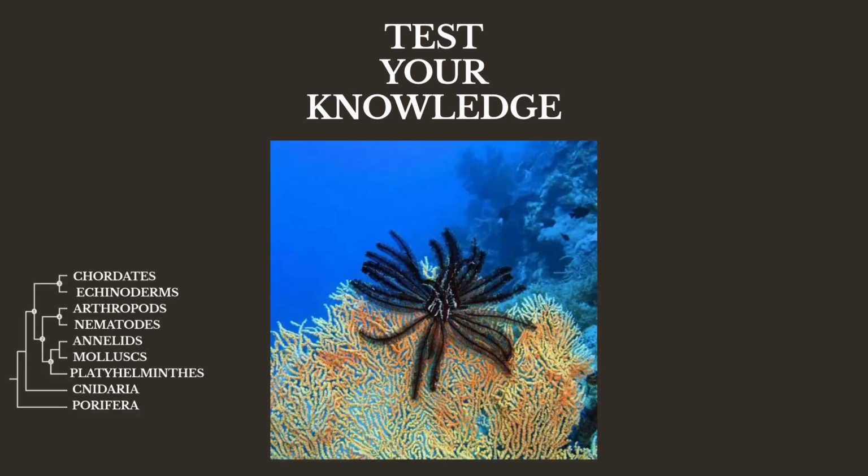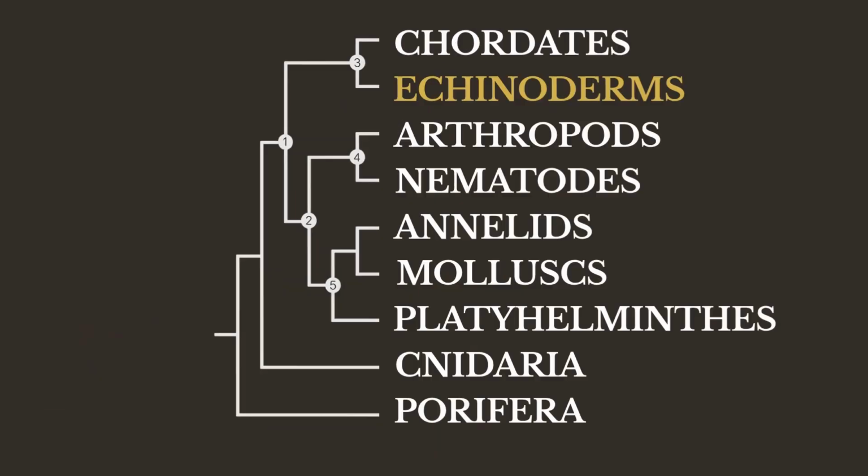Let's test your knowledge. What phylum do you think this one is? It has radial symmetry, but it looks different than a starfish. Well, it's still part of the same phylum. It's an echinoderm. It's actually a feather star. I think they're very beautiful, and they're also one of the only echinoderms that can swim through the water.